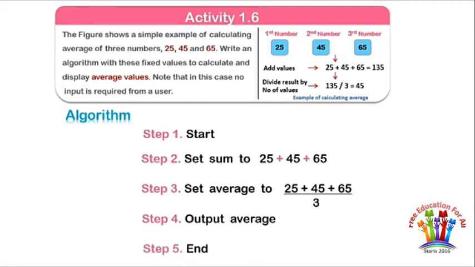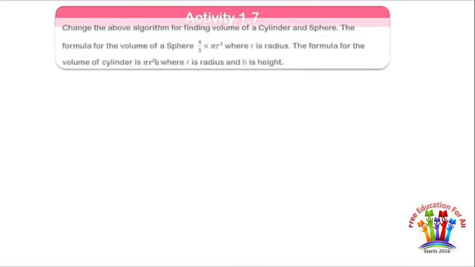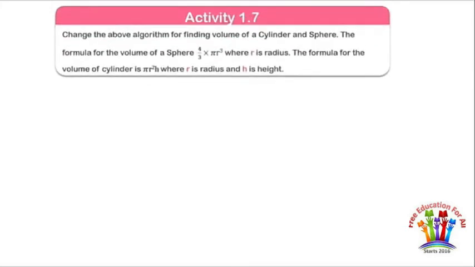Let's move to activity 1.7. Here is the activity where you have to design an algorithm to find the volume of a cylinder and sphere. Here are the two formulas, sphere and also cylinder. We want to calculate the sphere. Here it is 4 by 3 multiplied by pi r cube, where r is the radius, and the formula for cylinder is pi r square h. Okay, r means radius and h means height. So first we will write the algorithm.